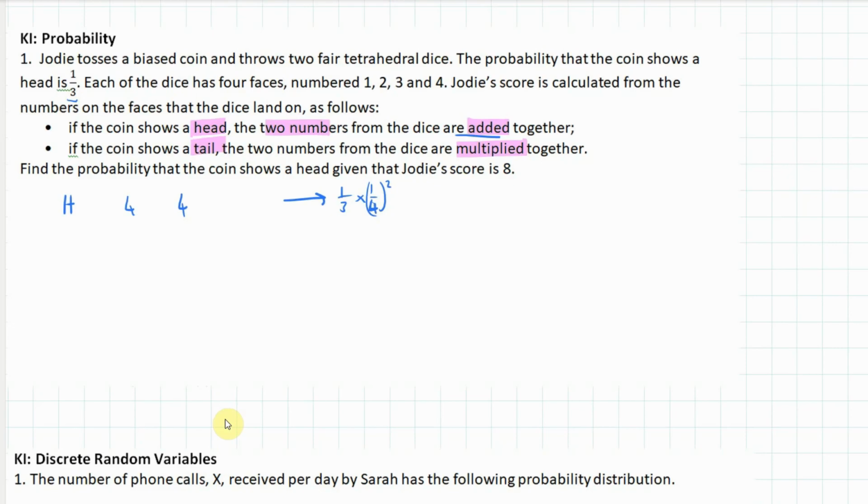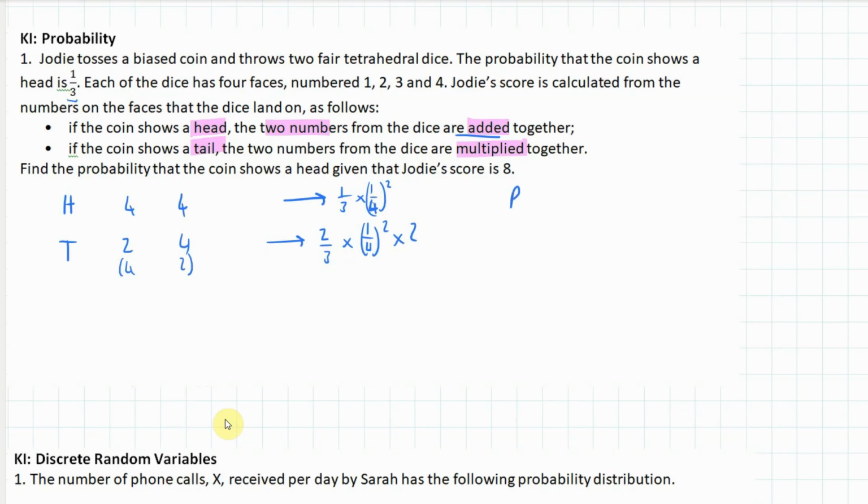Now, the other way we could do it is if we get, let's say, a tails, and then we're multiplying them together. Now, what's the way that we can multiply to get 8? Well, we could get 2, 4, or alternatively, we could get 4, 2. So the way we describe this is it's got a 2/3 chance of getting the tails, and then we've got a 1/4 squared chance, but we've got 2 ways of doing that. So we could have it 2 and 4 or 4 and 2. So there we go.